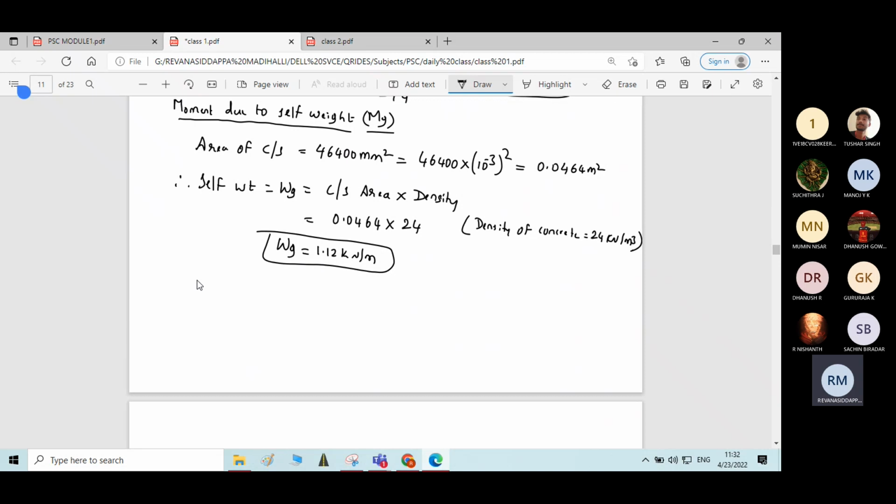Therefore, if you know the sulfate, you can calculate the sulfate moment. Mg, the moment due to sulfate, is equal to Wg L square by 8. The length of the member is given as 8 meter. Therefore, it is 1.12 into 8 square divided by 8. Mg is equal to 8.96 into 10 power 6 Newton millimeter. Okay, this is the moment due to sulfate.